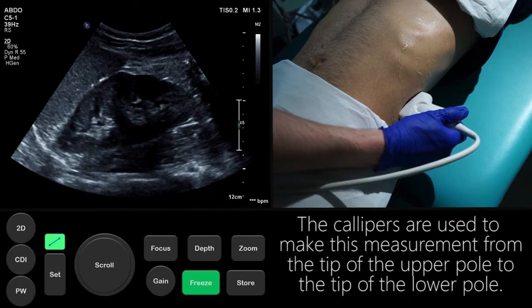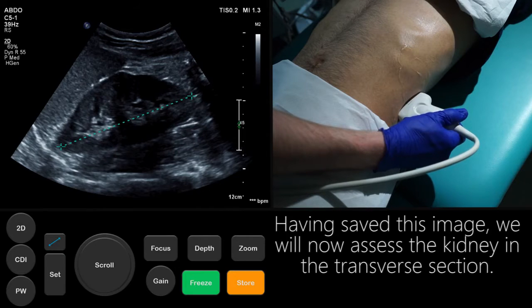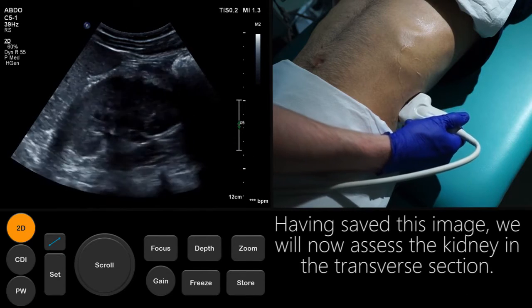The calipers are used to make this measurement from the tip of the upper pole to the tip of the lower pole. Having saved this image, we will now assess the kidney in the transverse section.